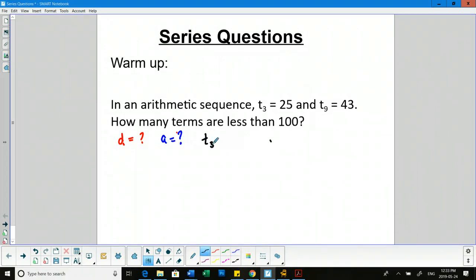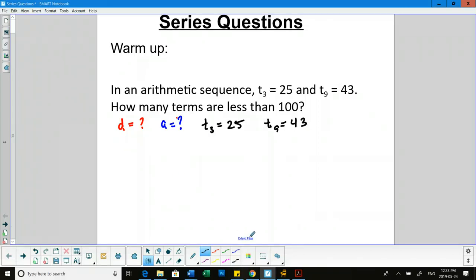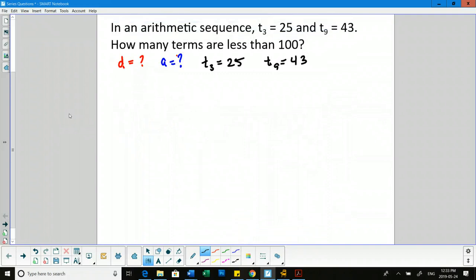Right now, we know that term 3 is 25, and we know term 9 is 43. Once I figure out D and A, then we'll figure out the 100 part of this. But first, I need to figure out what this sequence is going up by and how it's changing, and where it starts. We did an example like this 2 days ago, using the arithmetic formula for a sequence. We tried to figure out A and D by setting up two equations with two unknowns and then using elimination.